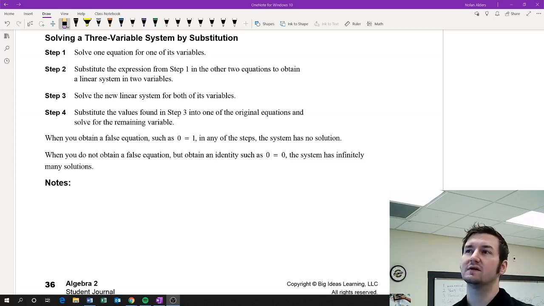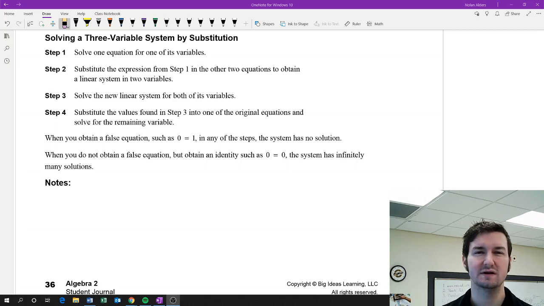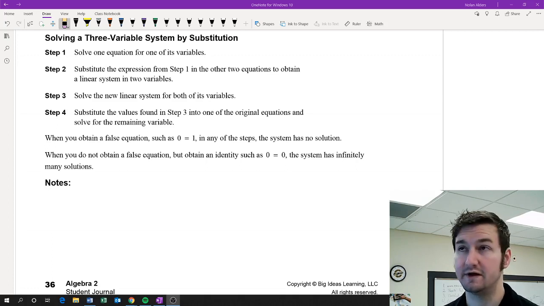So we're going to be talking about three variable systems and solving them today. We're going to be using a method called substitution, and these are going to be our steps for solving these problems. So we're going to be given three equations with three unknowns, usually represented with x, y, and z, and we're going to be asked to solve these equations for all three unknowns. So it's kind of like in Algebra 1 where you solved an equation for one unknown. We're going to be solving three equations for three unknowns.